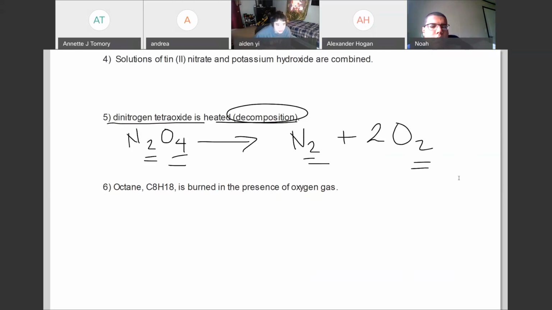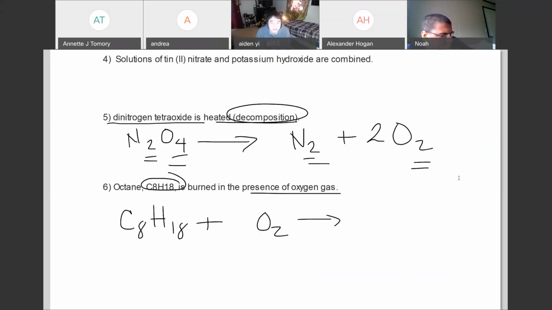Want to do number 6 as well? Yeah. Okay. So number 6, we have C8H18. C8H18 is burned in the presence of oxygen gas, which means it's being reacted with O2. This is a combustion reaction. Whenever you have a combustion, what are the 2 products?